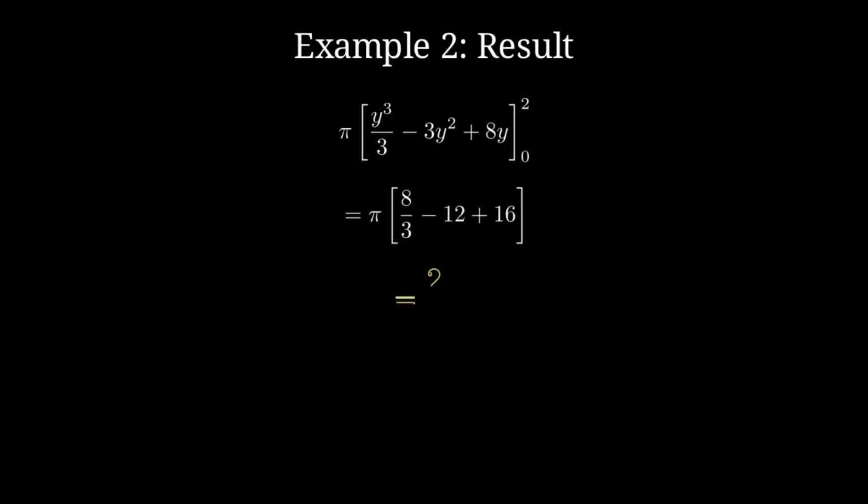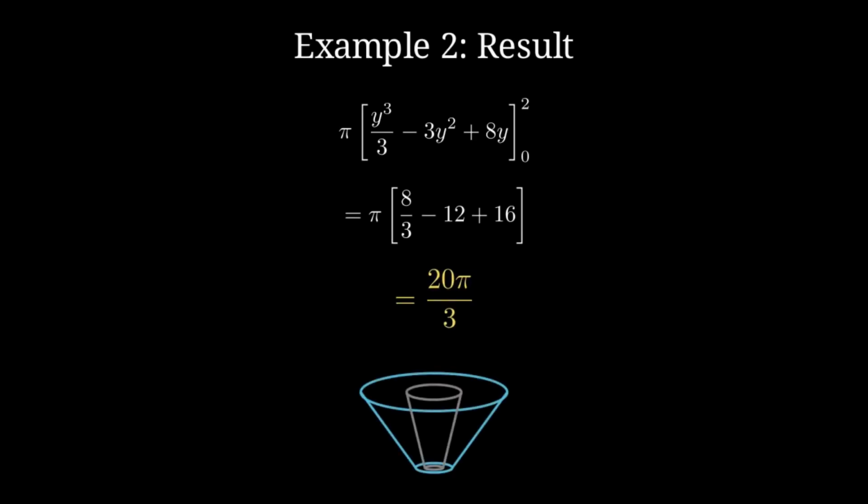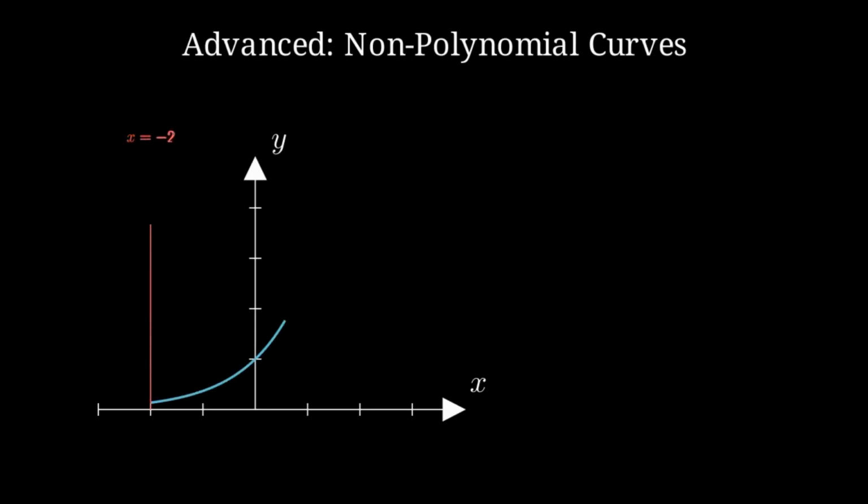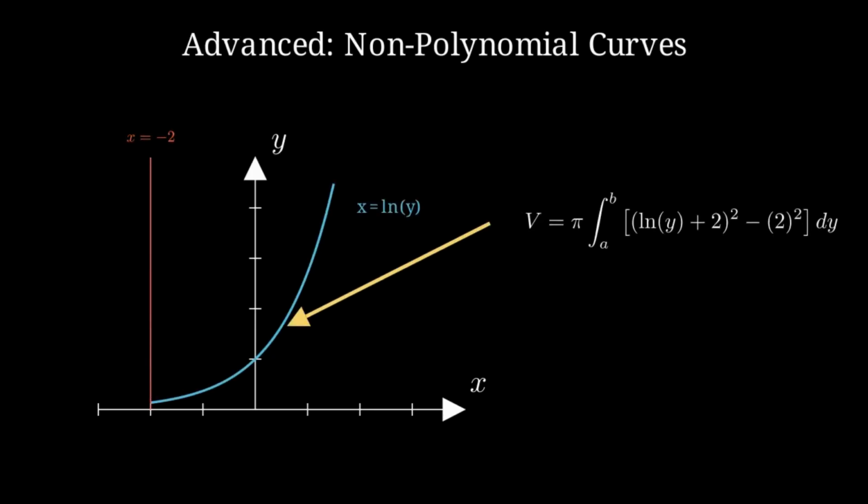Notice the shape, it's a cylinder with a cone-shaped hole carved out of the middle. The washer method handled this geometry perfectly by treating the hole as the inner radius subtraction. The method remains the same even with transcendental functions. If you are rotating a logarithmic or exponential curve around a vertical axis, you still solve for x and determine the distance to the axis. The complexity only increases in the integration step, not the conceptual setup.